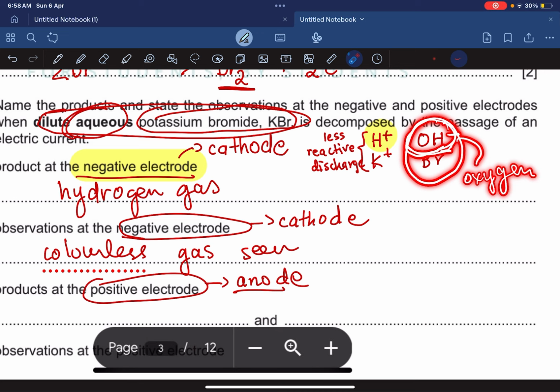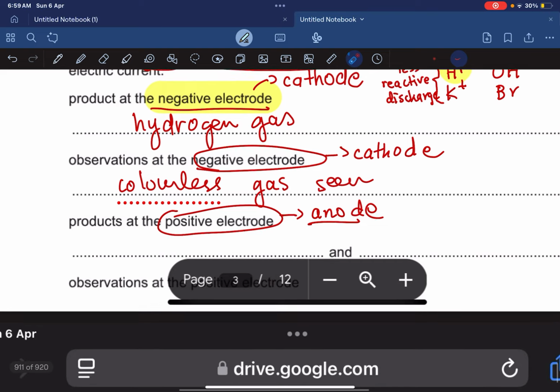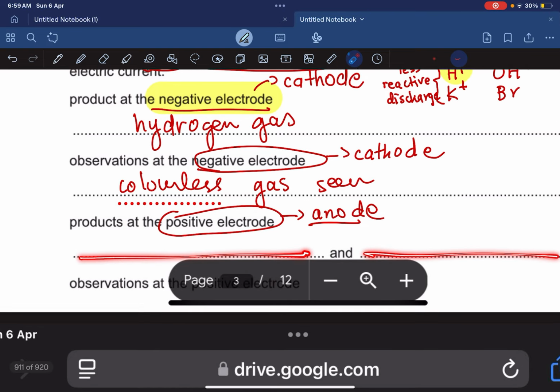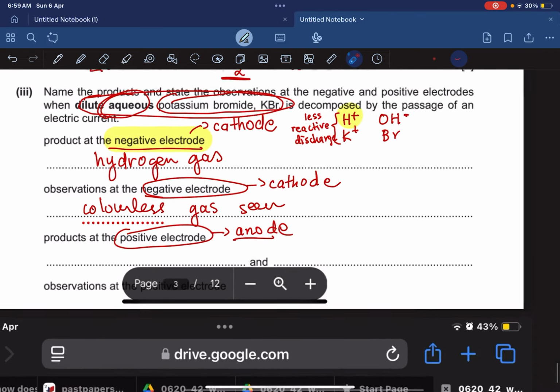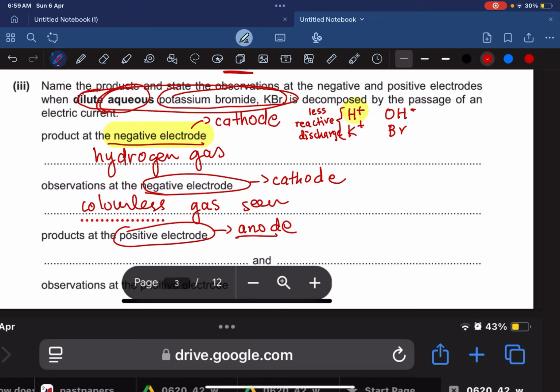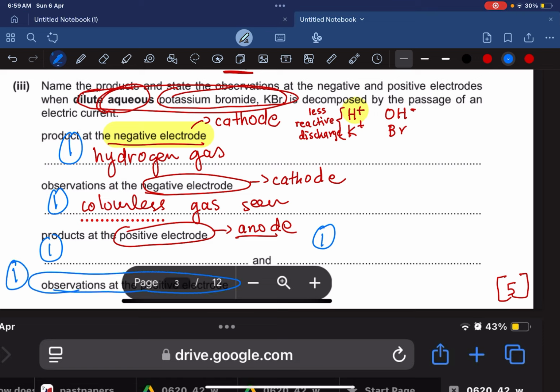Okay, hydroxide always discharges to form oxygen gas, and obviously bromide is going to discharge to form bromine gas. Now we have 2, so we're going to discharge both. We have to discharge both because this question, it's not written over here, but it was 5 marks. So 1 mark for this, 1 mark for this, 1 mark for this, 1 for this, and 1 at last, it's written observation at the positive electrode. So 1 for this, so a total of 5 marks. That means we have to fill these two, both this and this. So it's going to be oxygen and bromine.